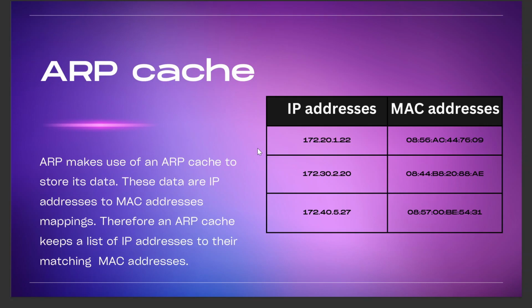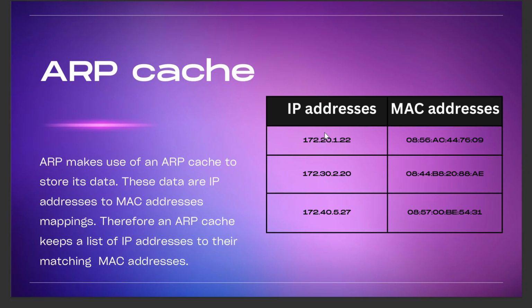We also have the ARP cache or the ARP table. ARP makes use of an ARP cache to store its data. These data are IP addresses to MAC addresses mappings. Therefore, an ARP cache keeps a list of IP addresses to their matching MAC addresses. Every computer, host, or machine present in a network then maintains this ARP cache. Now, this ARP cache, like it is said here, contains the IP addresses to MAC addresses mappings of the hosts present in a particular network.